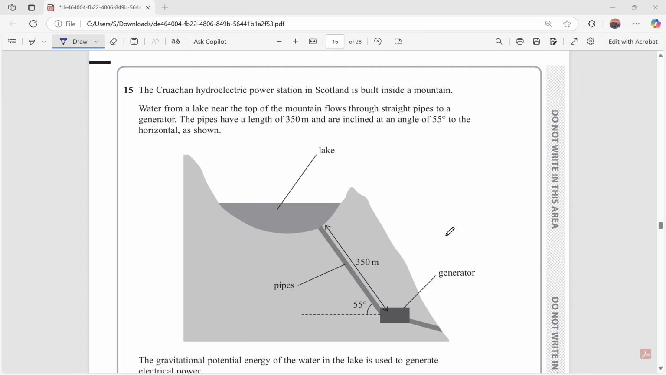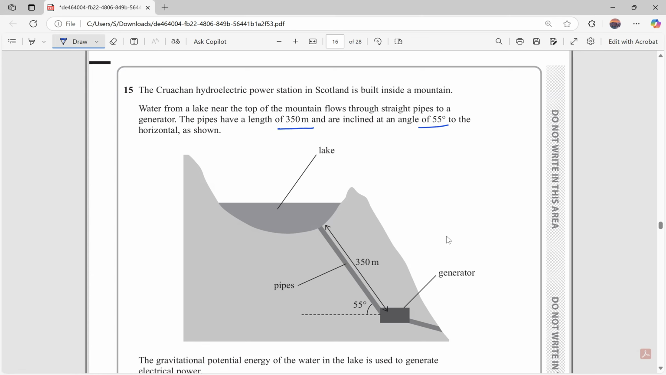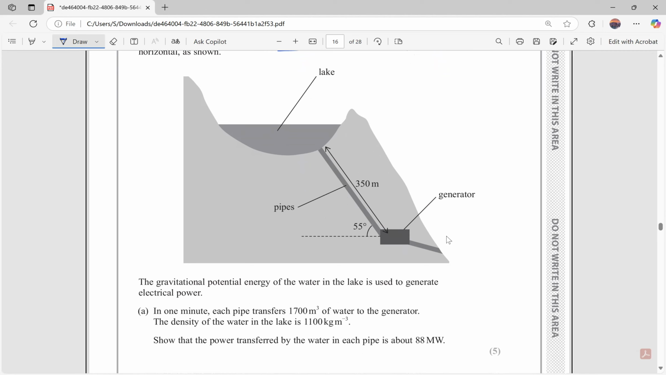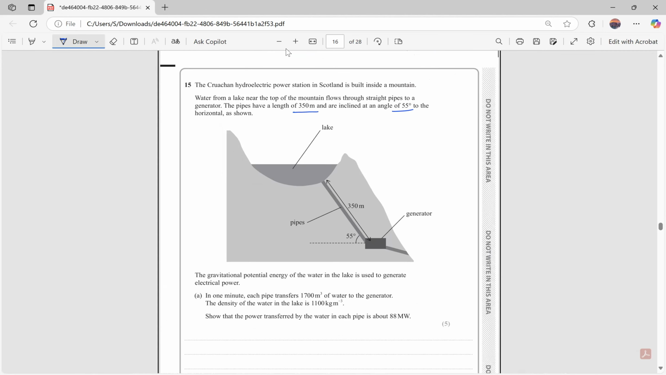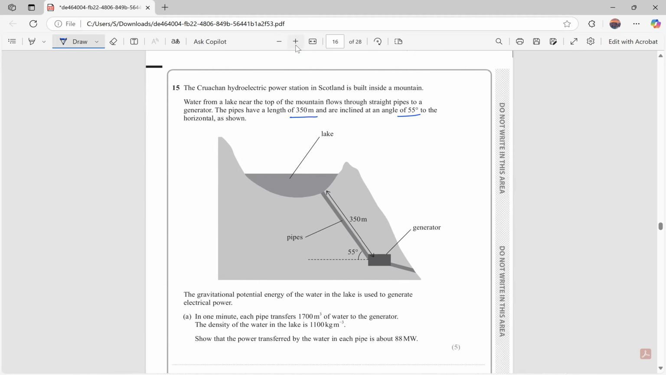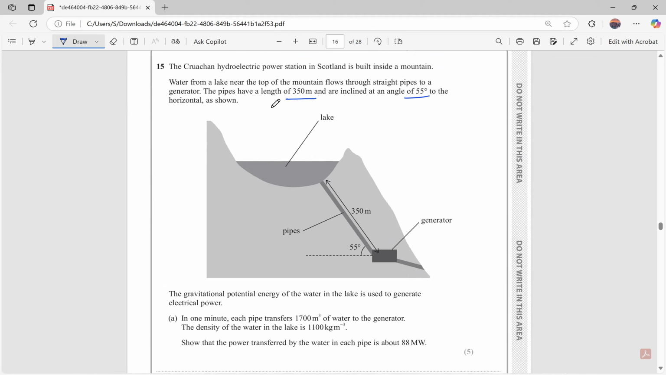The Cruachan hydroelectric power station in Scotland is built inside a mountain. Water from a lake near the top of the mountain flows through straight pipes to a generator. The pipes have a length of 350 meters and are inclined at an angle of 55 degrees to the horizontal, as shown. The gravitational potential energy of the water in the lake is used to generate electrical power. In 1 minute, each pipe transfers 1,700 cubic meters of water to the generator. The density of the water in the lake is 1,100 kilograms per cubic meter. Show that the power transferred by the water in each pipe is about 88 megawatts. 5 marks.